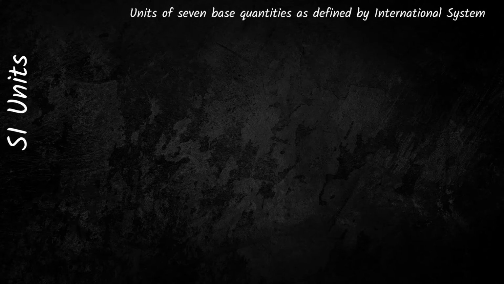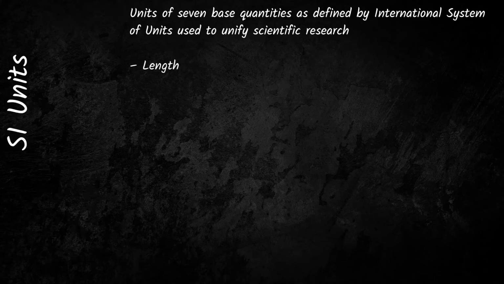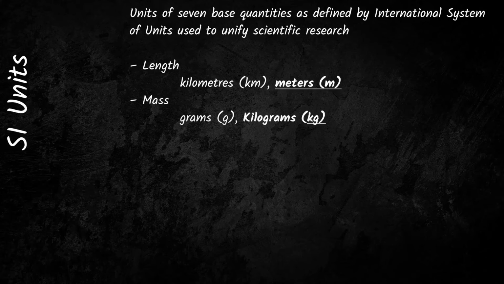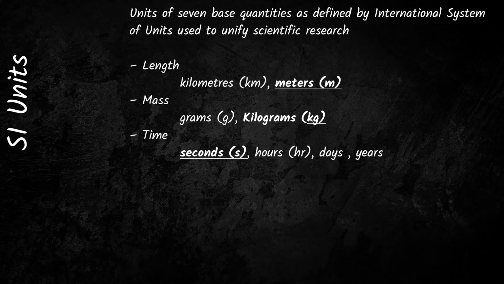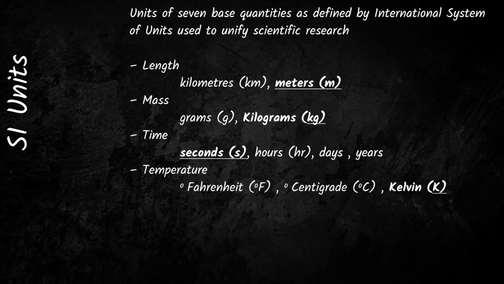Units of the 7 base quantities as defined by the International System of Units to unify scientific research are length, which is measured in kilometers or in meters, but meters has been chosen to be the SI unit. Mass, which can be measured in grams or kilograms. Kilograms is chosen to be the SI unit. Time, which can be measured in seconds, hours, days, and years. Seconds has been chosen to be the SI unit. Temperature, which can be measured in degrees Fahrenheit, degrees centigrade, or Kelvin. Kelvin has been chosen to be the SI unit.